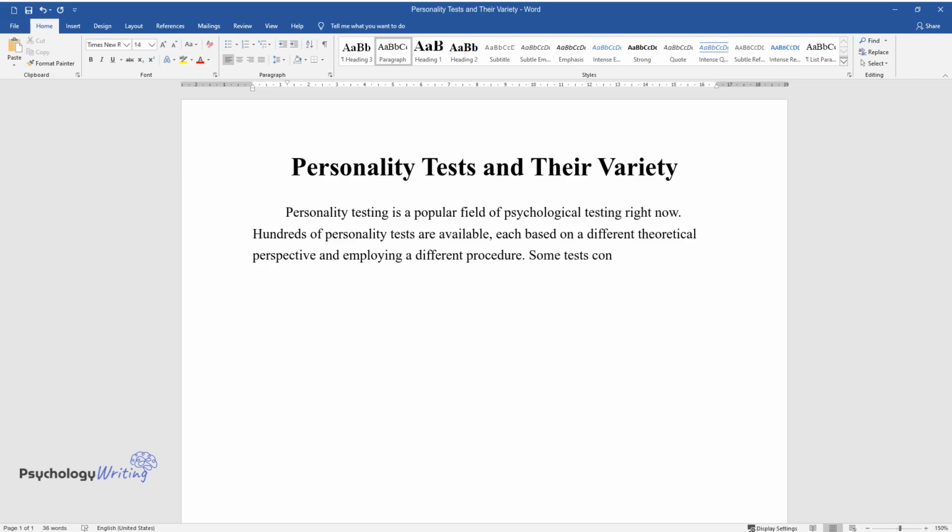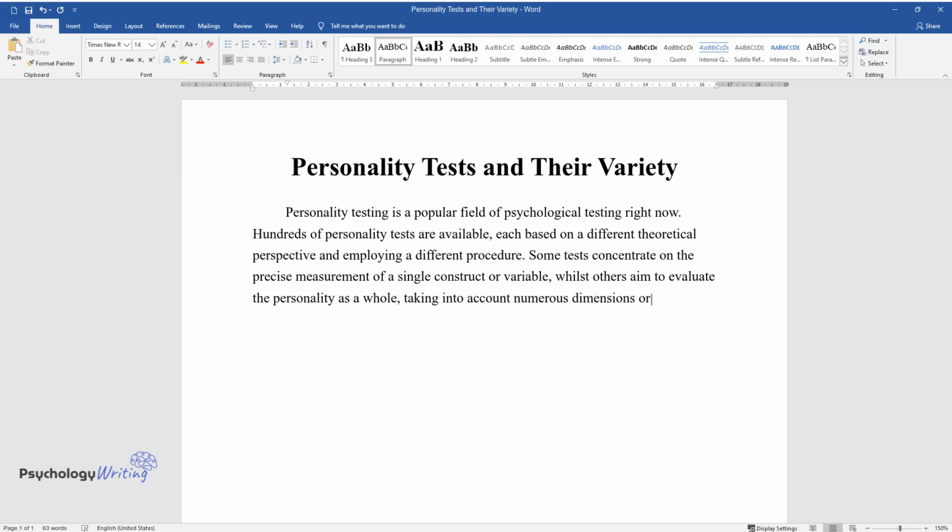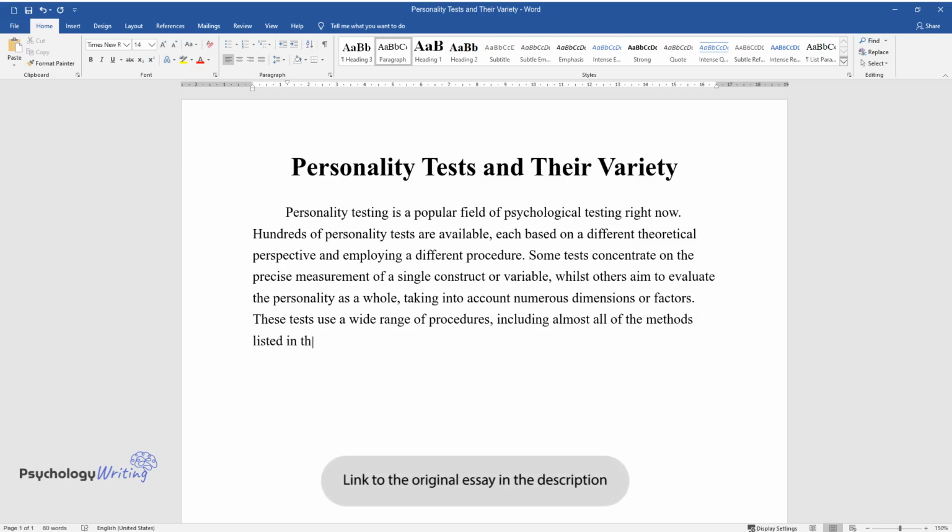Some tests concentrate on the precise measurement of a single construct or variable, whilst others aim to evaluate the personality as a whole, taking into account numerous dimensions or factors. These tests use a wide range of procedures, including almost all of the methods listed in the methodology section below.